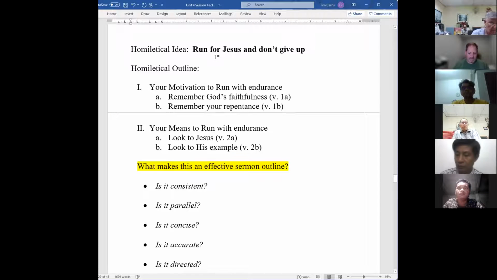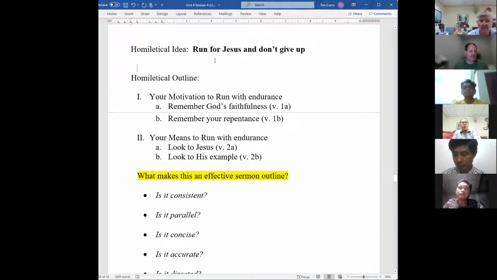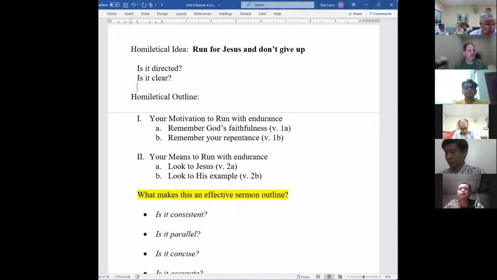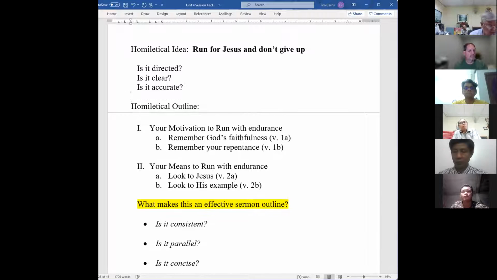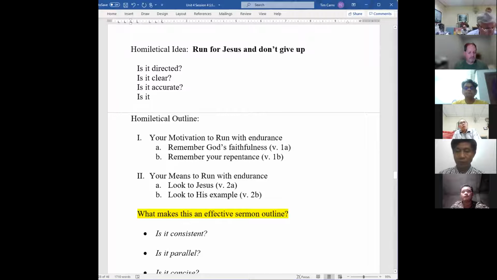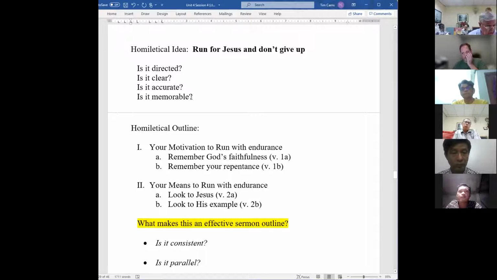So I had a homiletical idea: run for Jesus and don't give up. Okay, so as we think about that and ask ourselves, is it directed? Is it clear? Is it accurate? Is it memorable? All right, so let's just ask these questions. Is it directed? That would be the first thing to evaluate this homiletical idea. That is, is it directed towards the hearers? All right, notice it's in the imperative form, right? So yes, it is, right? Note the imperatives.